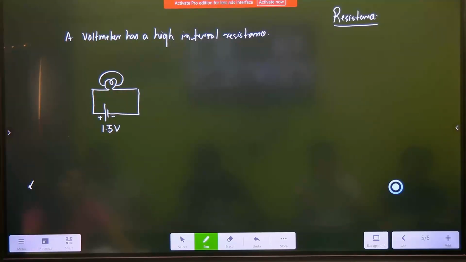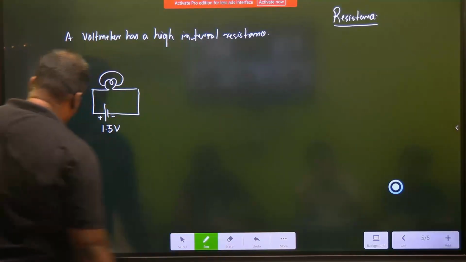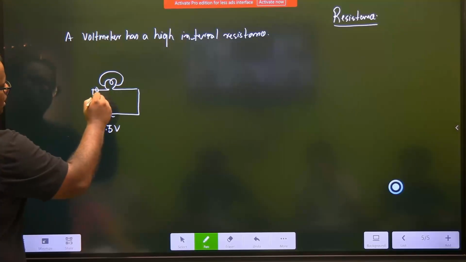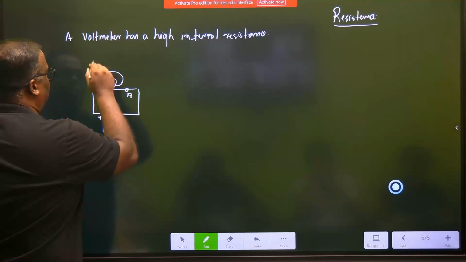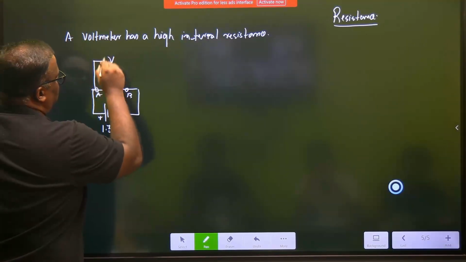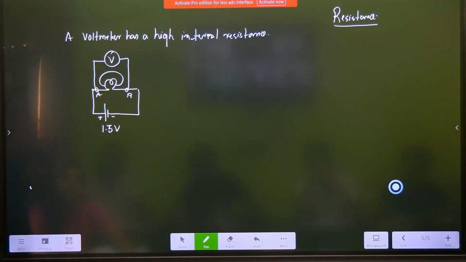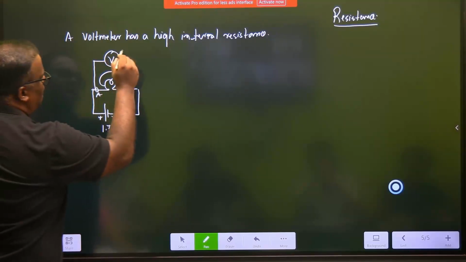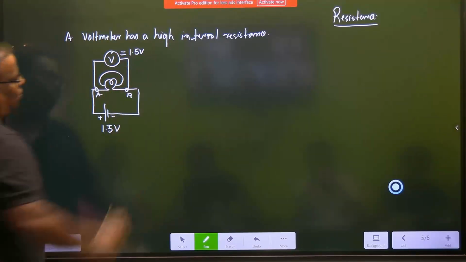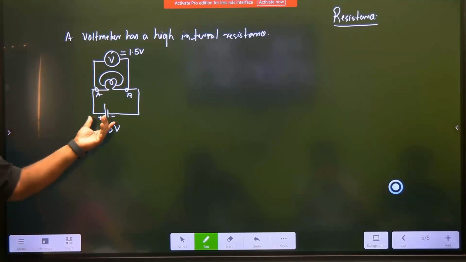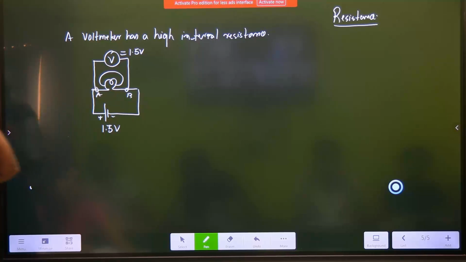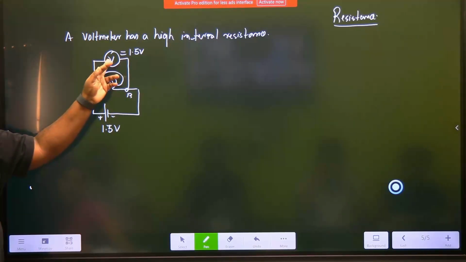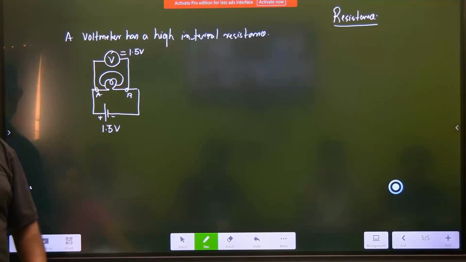Whether the bulb senses or not, I want to measure the potential difference between, say, a point A and a point B. So what I do, I bring a voltmeter from the lab. The voltmeter is always connected across the two points. And this voltmeter is happily reading 1.5 volt. Whatever is the voltage here, it is reading the same voltage. So the bulb is right now subjected to 1.5 volts, right? I say that the voltmeter should have a high internal resistance.